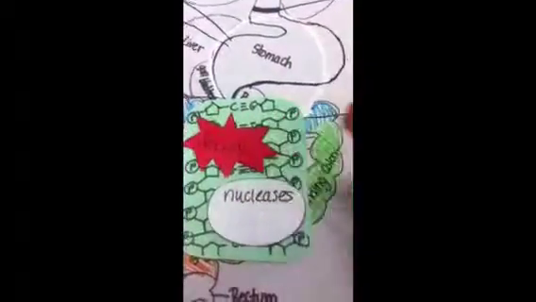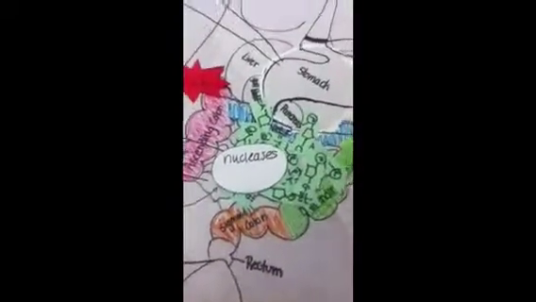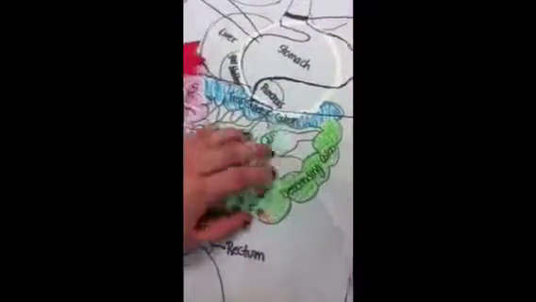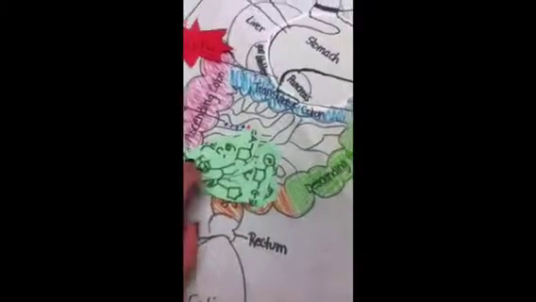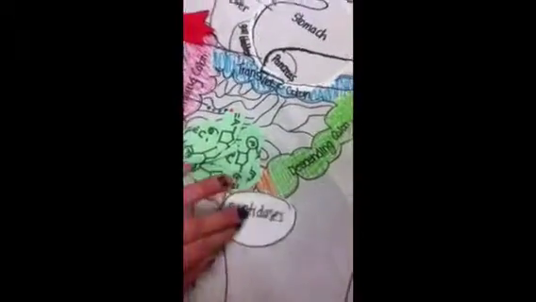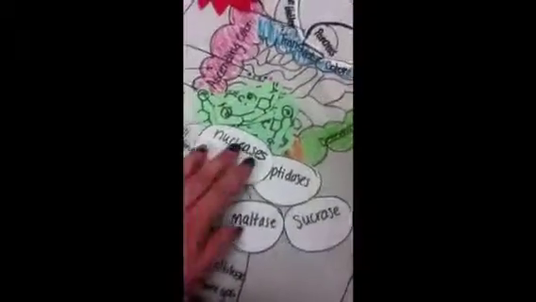Nucleases digest the nucleic acids into nucleotides. The nucleotides then move farther into the small intestine. The glands in the small intestine release intestinal juices: peptidases, nucleases, maltase, sucrase, and lactase. The nucleases further digest the nucleic acids into nucleotides.